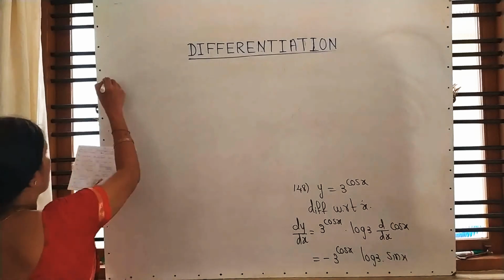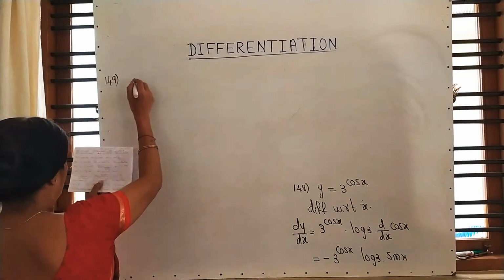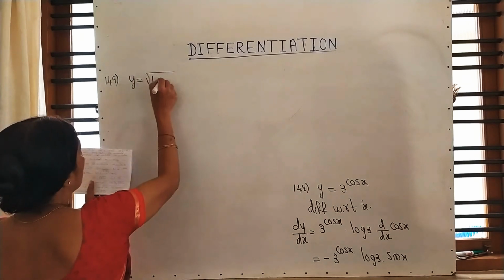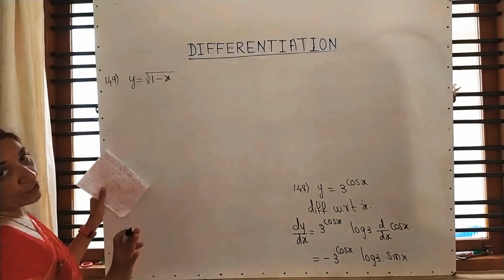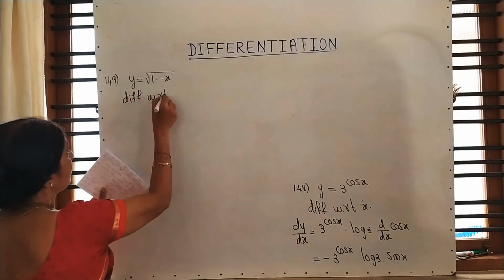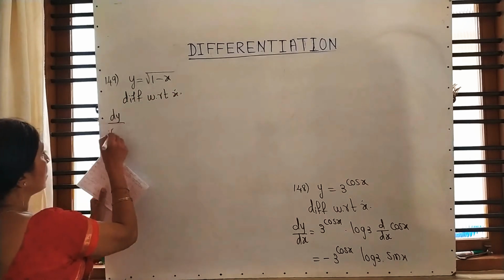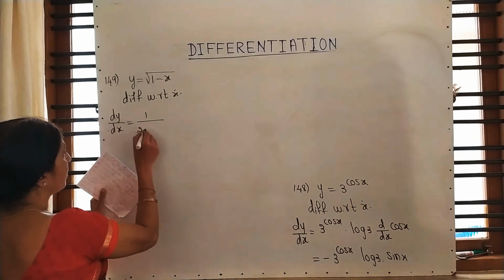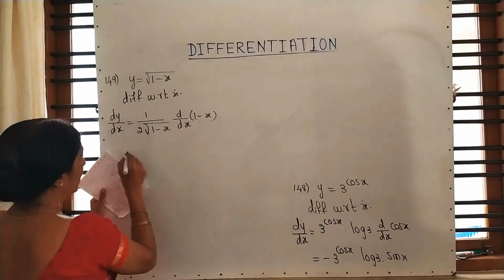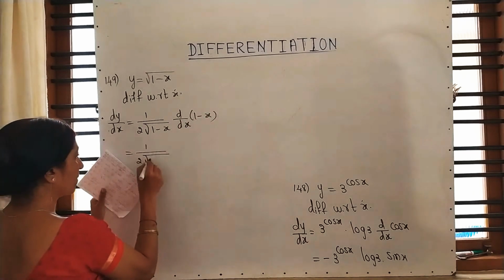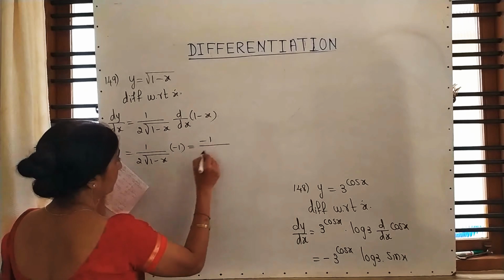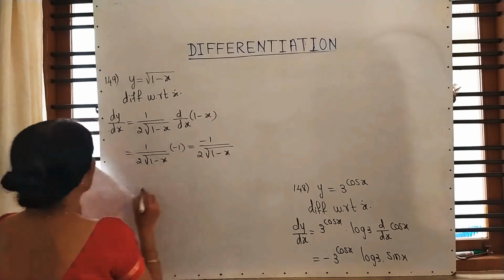Now question number 149. Y is equal to root of 1 minus x. Yes, students, which formula are we remembering? We are remembering root x. Differentiating with respect to x. Differentiation of root x is 1 by 2 root 1 minus x into differentiation of 1 minus x. Differentiation of 1 minus x: 1 is 0, minus x is minus 1. Next.